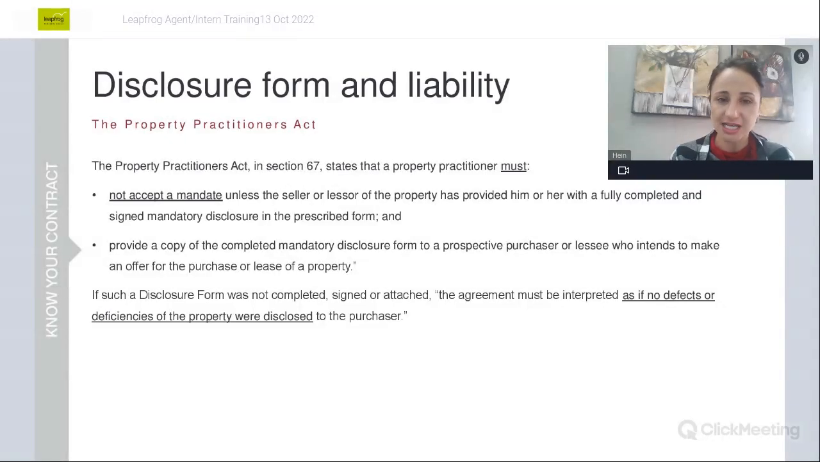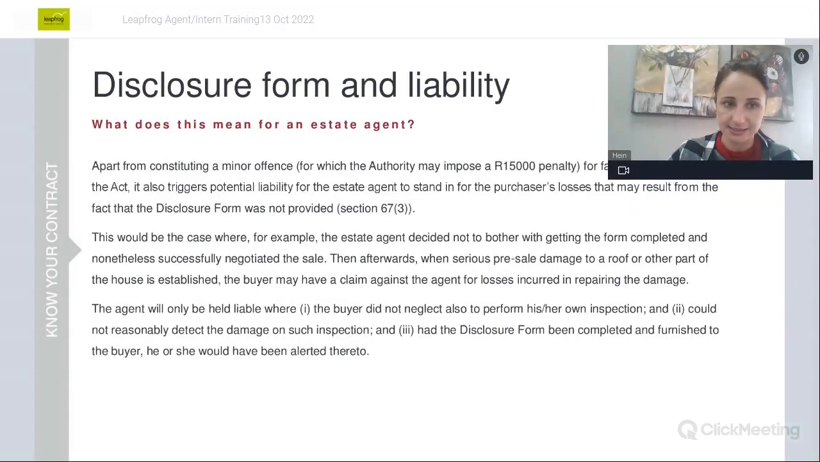Okay, so this has a huge impact on our industry. And I really want to urge you guys, whether you're selling residential or commercial, agricultural, whether you're selling or leasing, please, this form is really a must when you engage with a client or you take on any mandates and listings. So what happens if you don't?